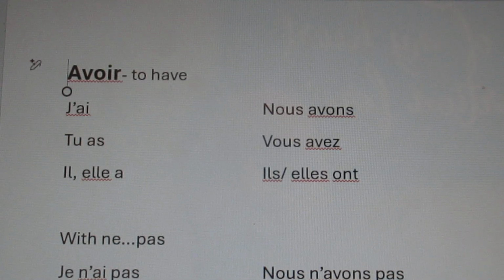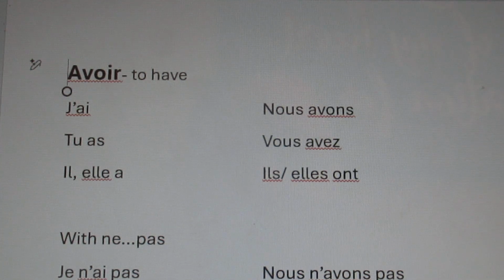So in this video, we're going to look at the irregular verb avoir. We're going to notice that this is one that you're going to have to memorize, just like être. And we have j'ai, tu as, il ou elle a, right? Our he and our she are the same.